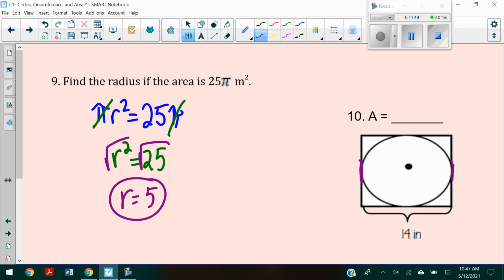Okay, this one again asks us for the area, but we are given the side of the square or the rectangle is 14. So that means that my diameter is 14. But if we're talking area, we want radius. So my radius is, oops, not 5. So half of 14 is 7. So I'm going to put pi times 7 squared, and 7 squared is 49.